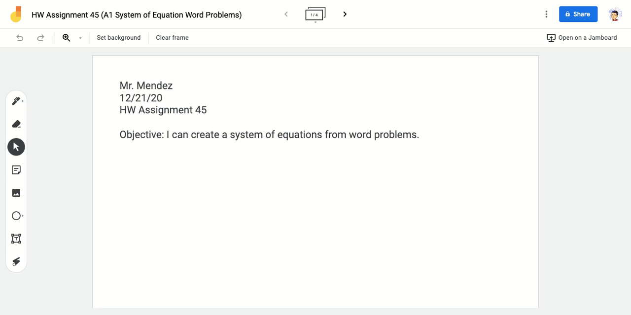Homework assignment 45. Today's objective: I can create a system of equations from word problems. So we've been able to solve systems. We've been doing a lot of practice with that. Hopefully at this point, we're getting close to mastery of that, making fewer mistakes. Today, we're going to create systems of equations from different word problems. So not just solve them, but also create them. So let's just dive right into it.